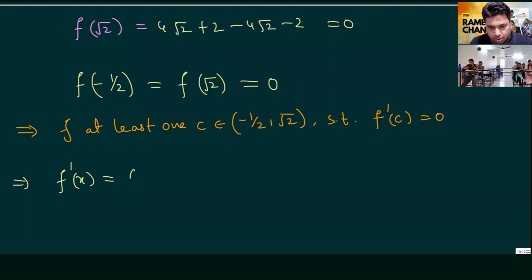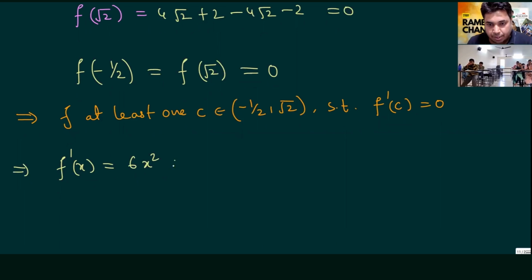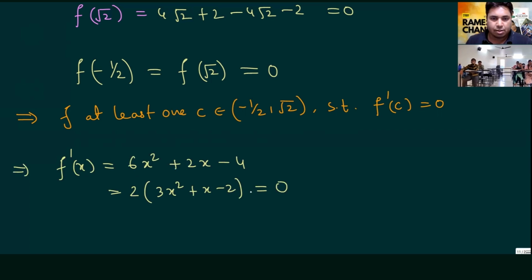So, 6x square plus 2x minus 4. Now, let's take 2 common. So, this is 3x square plus x minus 2. And we need to make it equal to 0. Is there a factor of it? You can see minus 6. So, 3x minus 2x, we can have x square, minus 2 plus 1. 3x square minus 2x plus 3x. Is that clear?